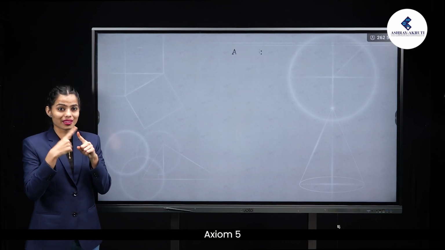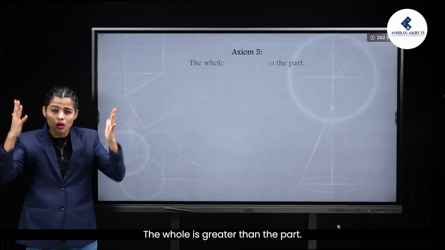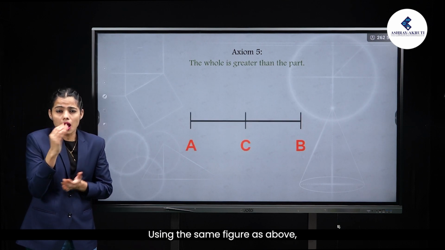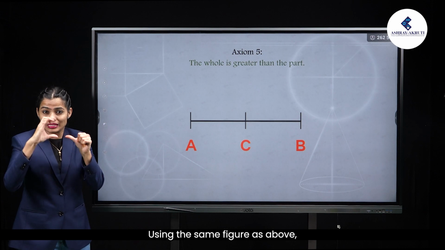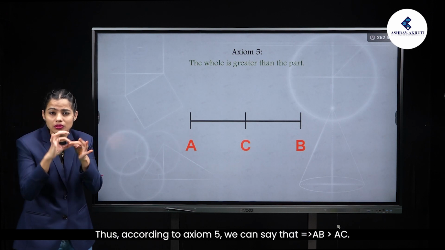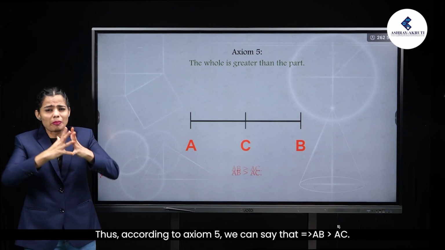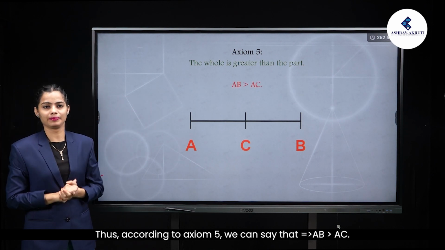Axiom 5. The whole is greater than the part. Using the same figure as above, AC is a part of AB. Thus, according to axiom 5, we can say that AB is greater than AC.